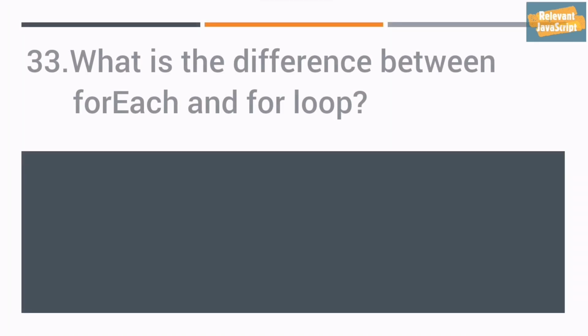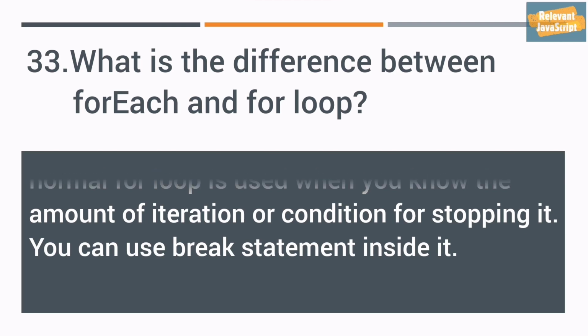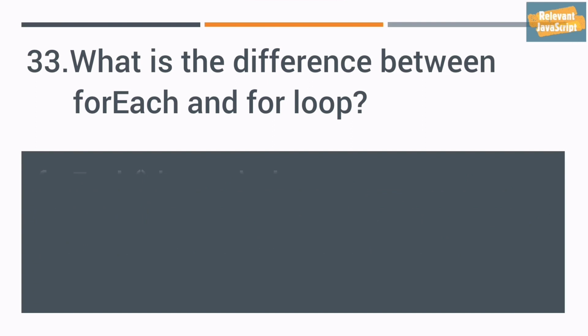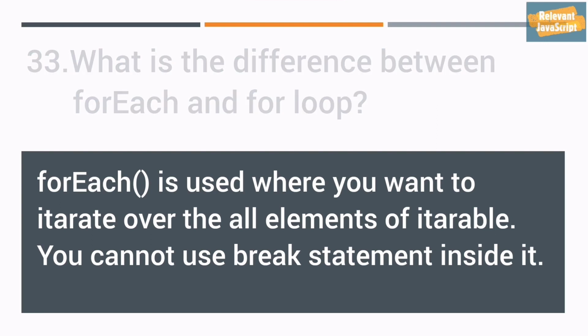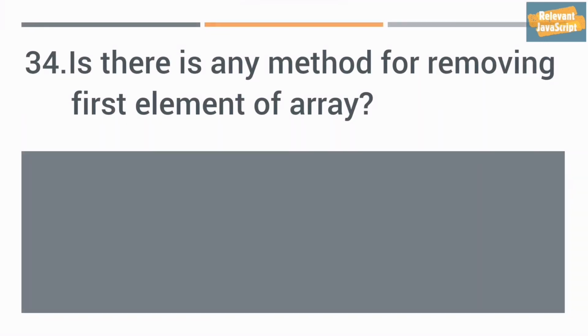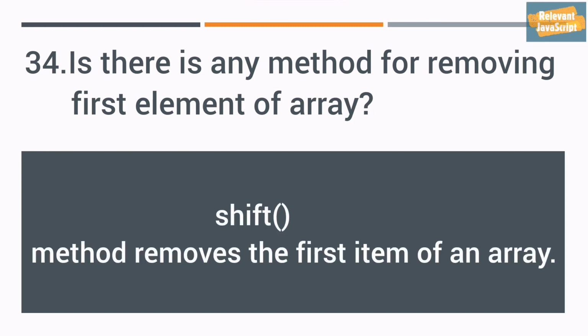Question number 33. What is the difference between forEach and normal for loop in JS? A normal for loop is used when you know the number of iterations or the condition for stopping it. You can use a break statement inside it. forEach is used where you want to iterate over all elements of an iterable. You cannot use a break statement inside a forEach loop. Question number 34. Is there any method for removing the first element of an array in JavaScript? The shift method removes the first item from an array.